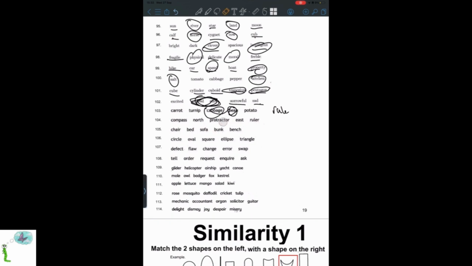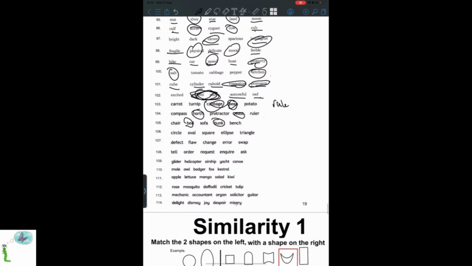Compass, north, protractor, east, ruler. The rule is that all of these three are something like equipment, school equipment, right? And north and east are not. Chair, bed, sofa, bunk, bench. So the chair, something you sit on; sofa, something you sit on; bench, something you sit on. So that's the rule. These two are going to be out.